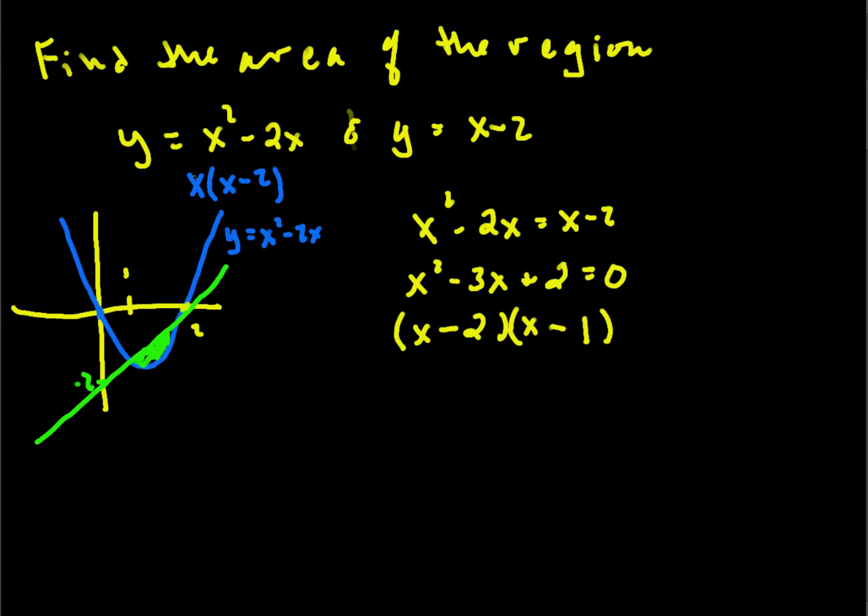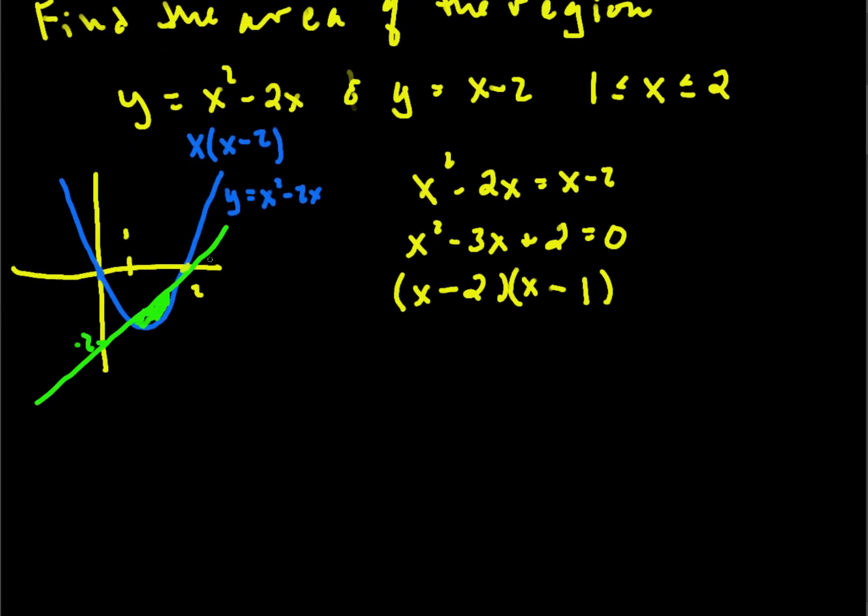We want to find the area of the region between these two curves, and we now know that x is between 1 and 2. For the sake of argument, say we didn't know what the graph looked like. I am completely confident that you should be able to draw a parabola with intercepts 0 and 2, and that this green line is the line with slope 1 and intercept negative 2. I have no doubt you could draw it, but let's make sure we're good with our algebra.